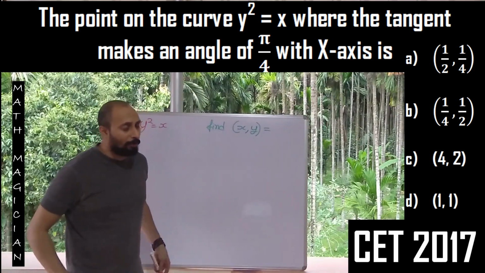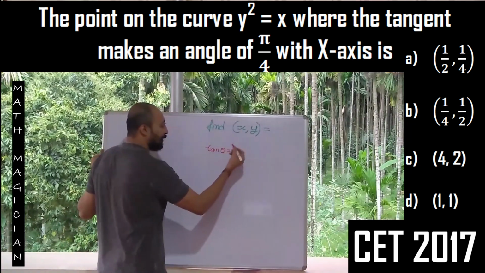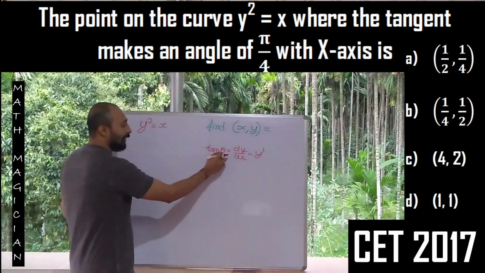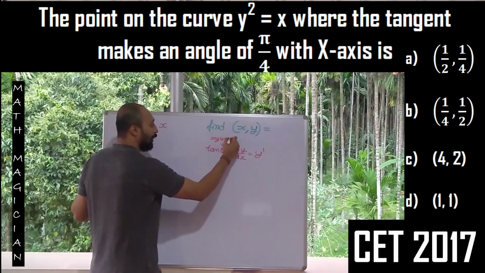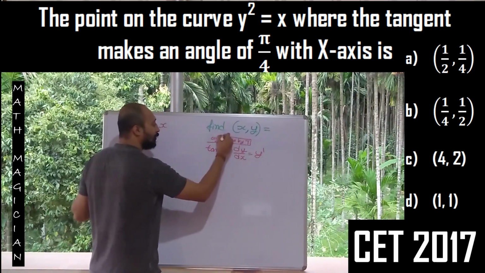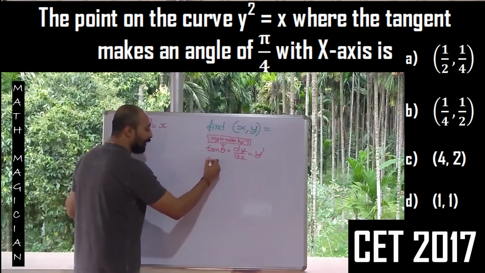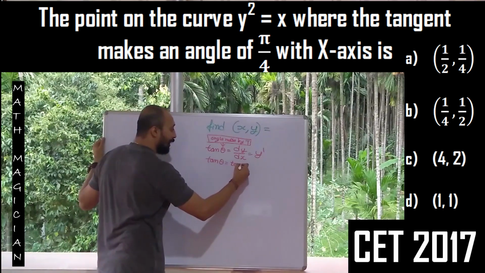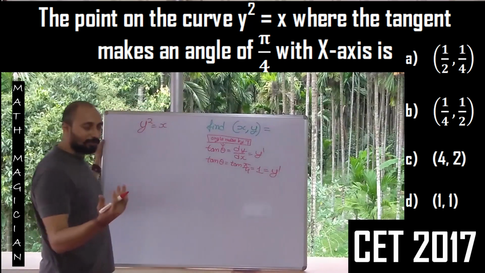Hope you remember, I was talking about this. Tan theta is nothing but the slope dy by dx, that is y dash. So this theta is nothing but the angle made by tangent. Hope you remember, I was talking about this in my previous video while I was doing theory. So here they are giving the value of theta as pi by 4. So it is tan pi by 4. What is tan pi by 4? That is 1. So y dash is 1. So dy by dx is 1.